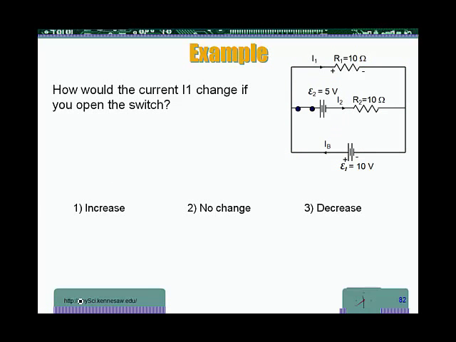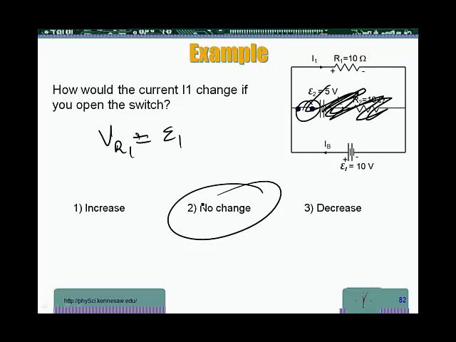Now here is an interesting question. How would the current I1 change if you open the switch? Kind of like remove this. That's very much like we don't have this. It should not change because the voltage across R1 is still the same as the voltage across the battery E1. So we should get no change.